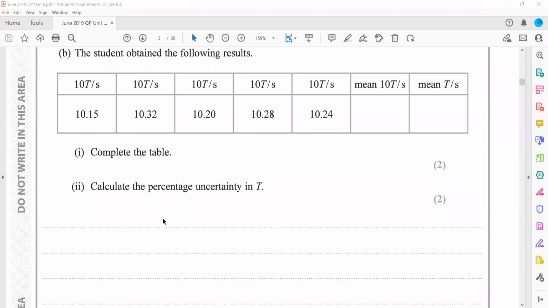When the student obtains the values, complete the table. So this is the time, the mean time for 10, and then the time period. How to get the mean? You have to take an average, add them and divide by the total number. But keep in mind that if any of the values appear to be anomalous, you should remove them from the result. So 10.2, 10.24, 10.28, 10.32, and 10.15.